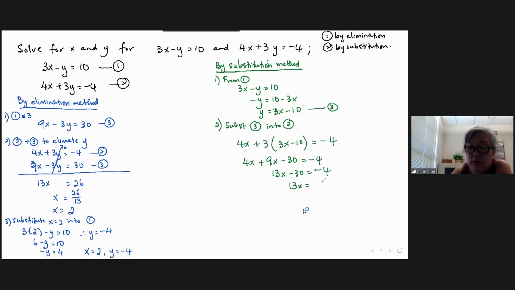13x is equal to 26. X is 26 over 13. X is equal to 2.